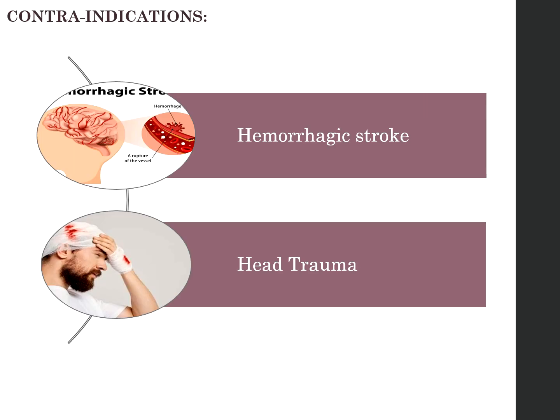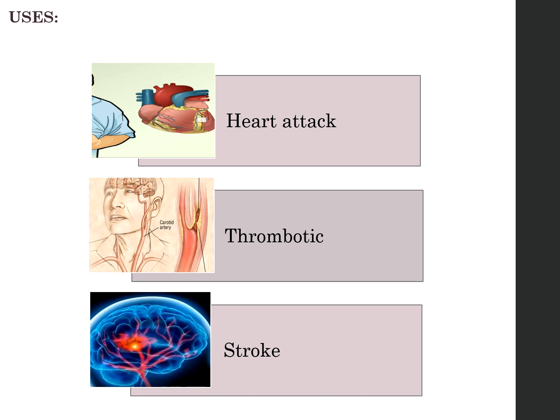Contraindications: we should avoid it in case of hemorrhagic stroke, meaning the stroke is formed due to bleeding in the brain. In that condition we should avoid thrombolytics like tissue plasminogen activator, otherwise it will cause further bleeding. And also in case of head trauma, because when head injuries happen, to avoid the loss of blood we give coagulants. If you give thrombolytics, again it degrades the clot and bleeding will start, so we should avoid it in case of hemorrhagic stroke and in case of head trauma.